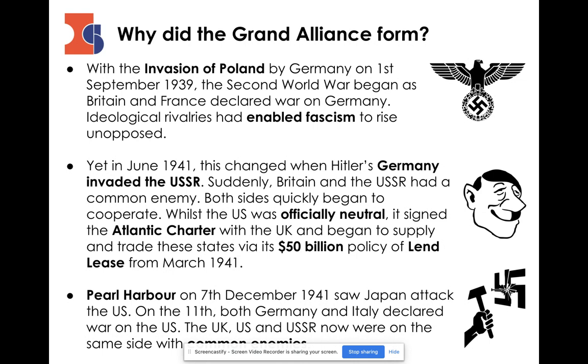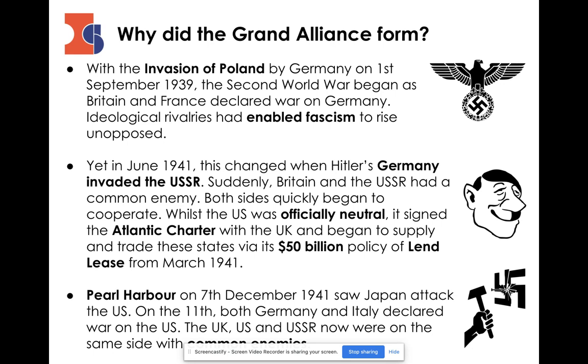So we've talked so far this lesson about how ideology drove a division between the US and the West on the one side and Soviet communism on the other. Yet during World War II, they became allies, and it's understanding why that happened that we need to cover now. So we said that Germany and the USSR had an alliance, and that enabled Germany to invade Poland. In doing so, that started World War II in Europe, as Britain and France declared war on Germany.